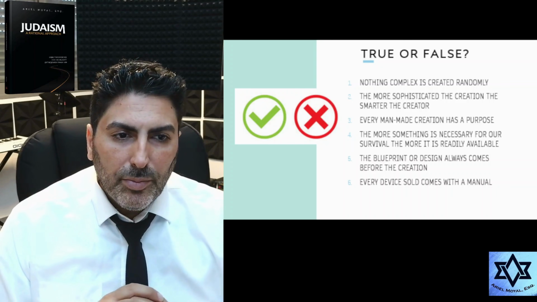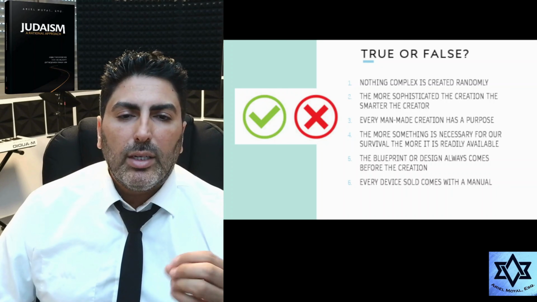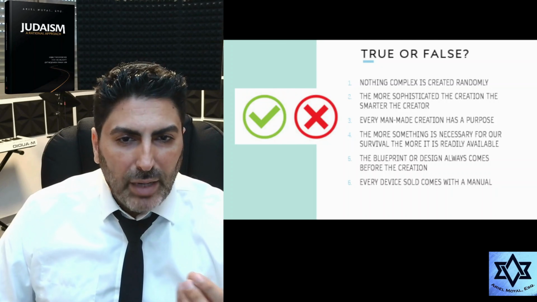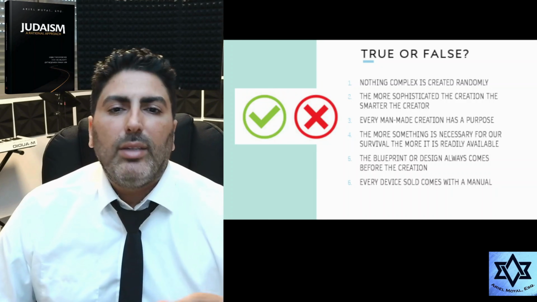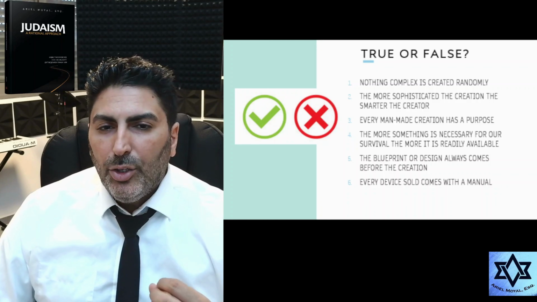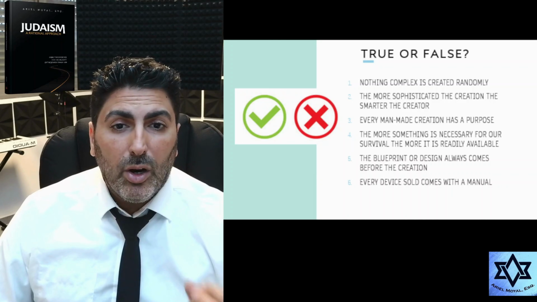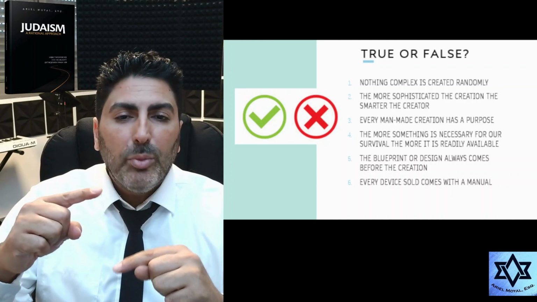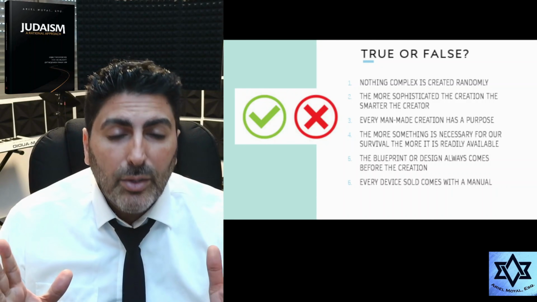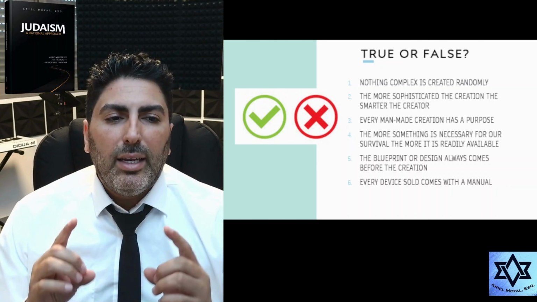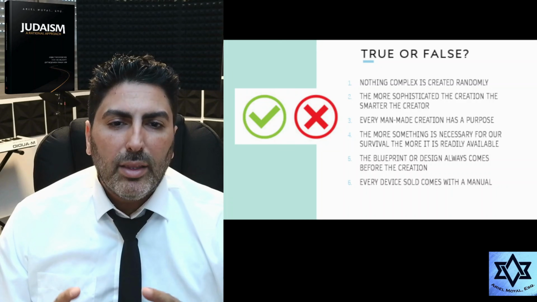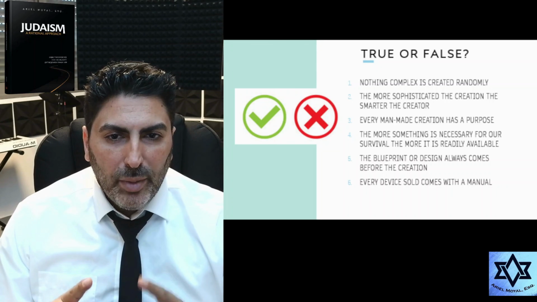True or false? Every device sold comes with a manual. Any small electronic device you buy is going to have a little booklet that tells you how to turn it on and off, how to take care of it, and how to use it. You buy something more complicated, like a new car, you're going to get a very large manual, a book with hundreds of pages that nobody's ever read. The point is that everything that is complicated comes with some type of instruction manual.